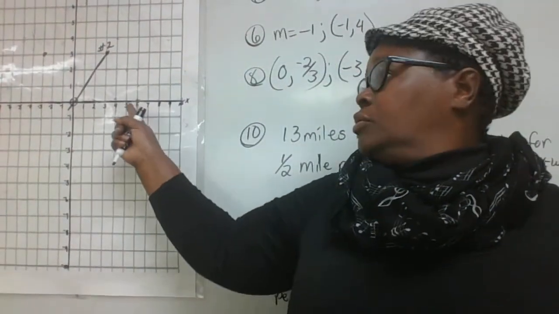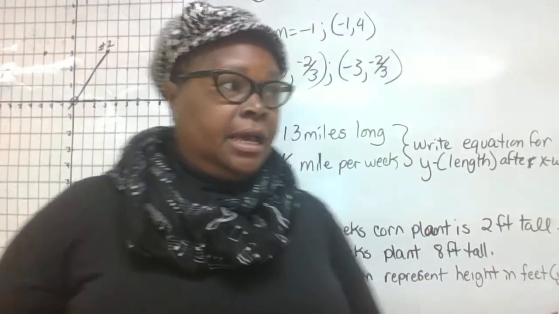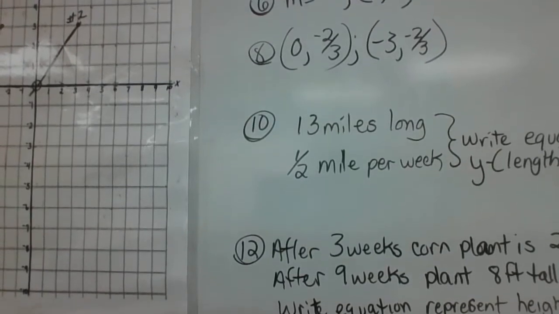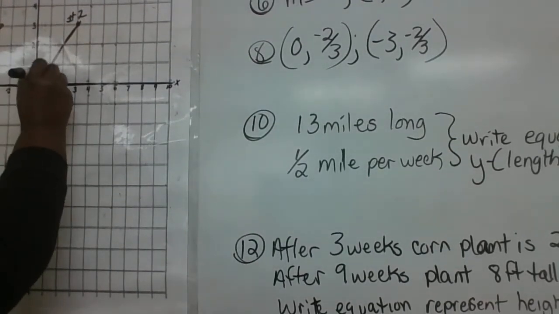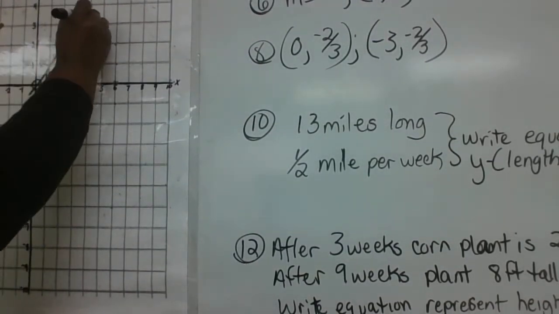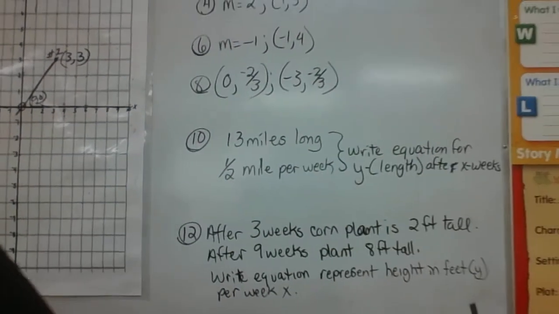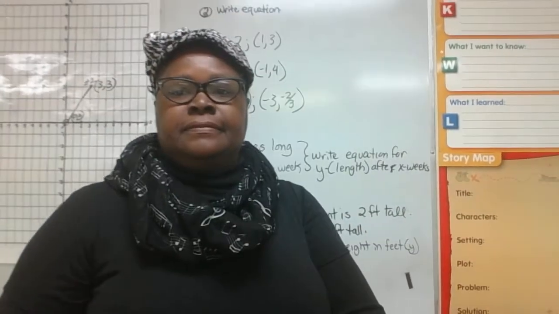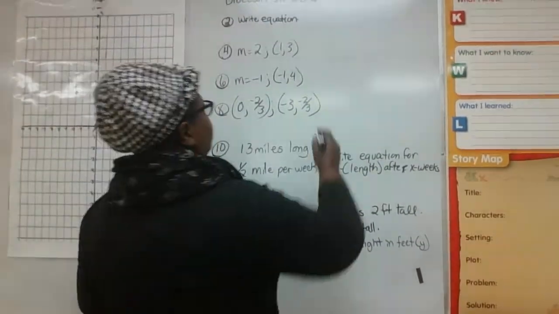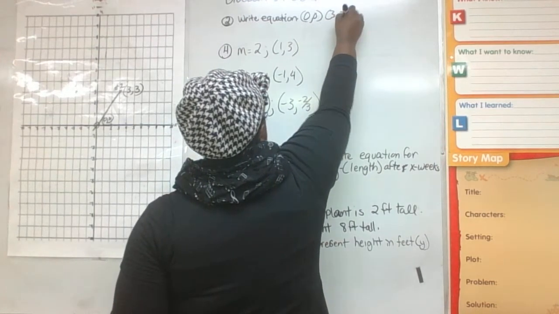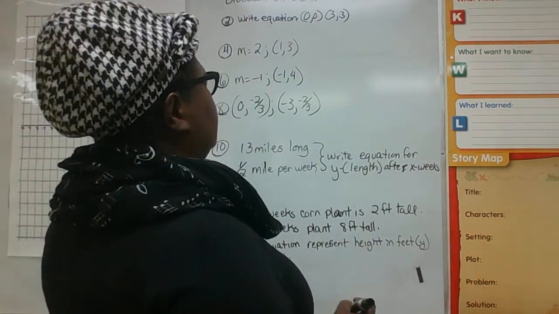Right here on number 2. Okay, we find that we have a 0, 0, and here we have 3, 3. So we need to write the slope of the line. All right, so let's back it up here, refocus. So if we have 0, 0, and 3, 3, okay, what we discover is this.